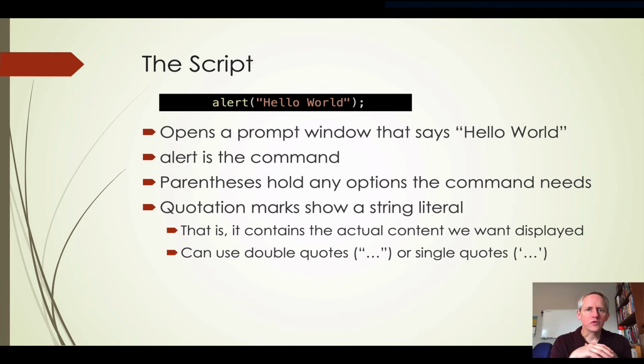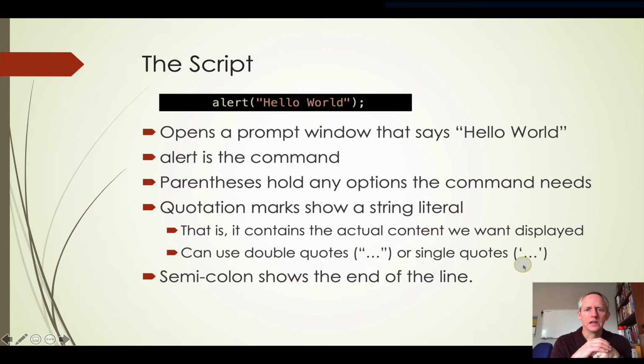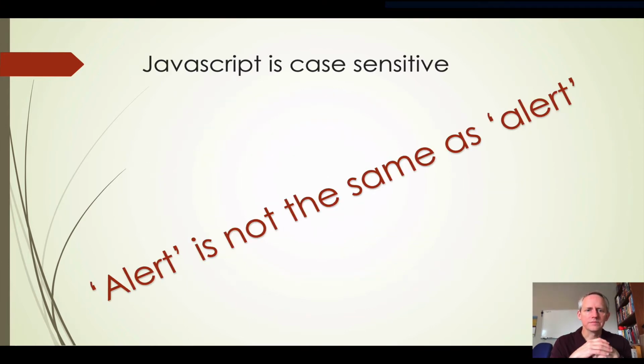We put our string in quotation marks to show that it's a string literal. We're not trying to use a variable or reference something else or anything. What we put in those quotes is exactly what we want it to show. Notice that you can use double quotes or single quotes if you like. And then that semicolon shows the end of the line. And that's a single line of JavaScript.